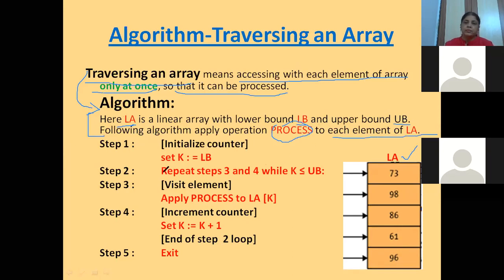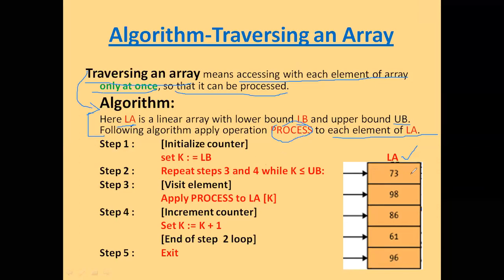See, this is a general purpose algorithm. So I am not doing it for a specific operation, like saying okay, go to every array element and add 5, or go to every array element and multiply by 10, or go to every array element and search for 86. So that process, many processes are there. So we can't write a specific process in the algorithm.